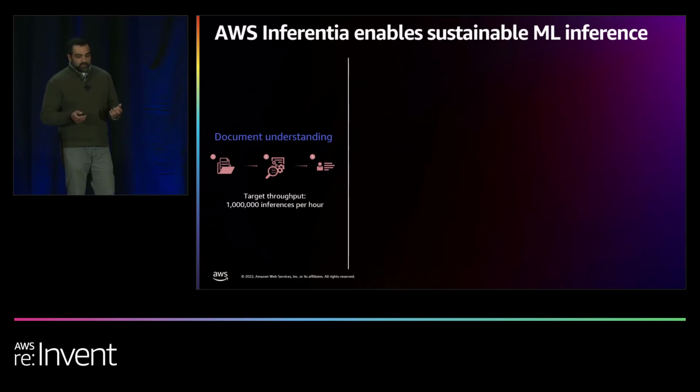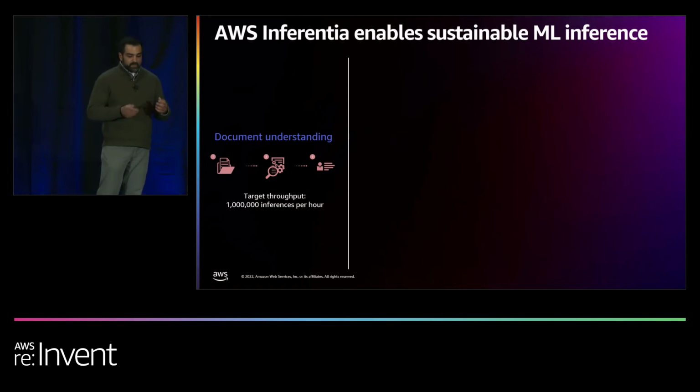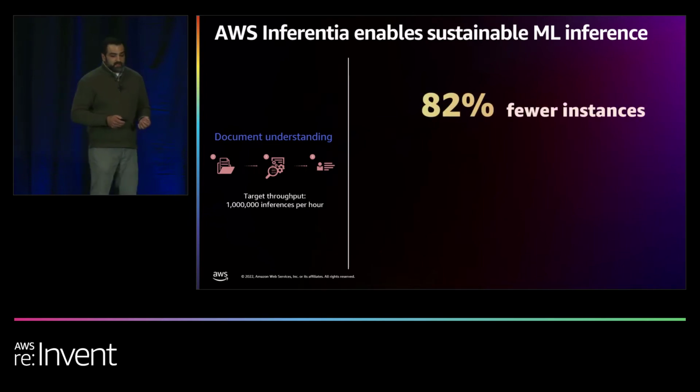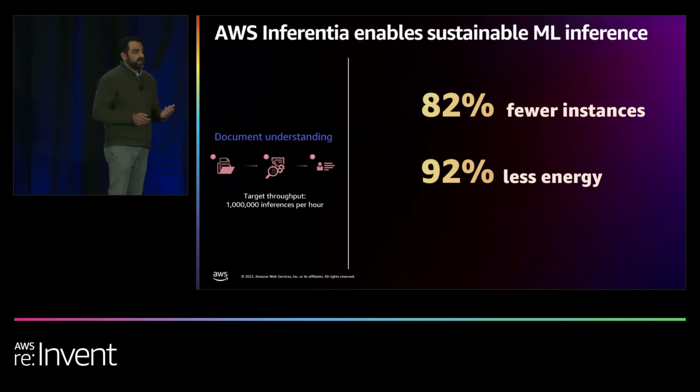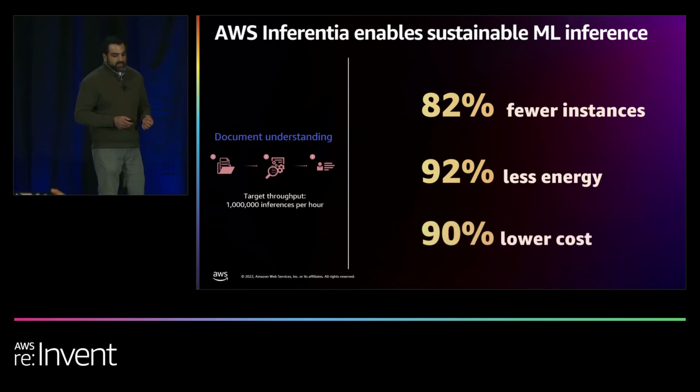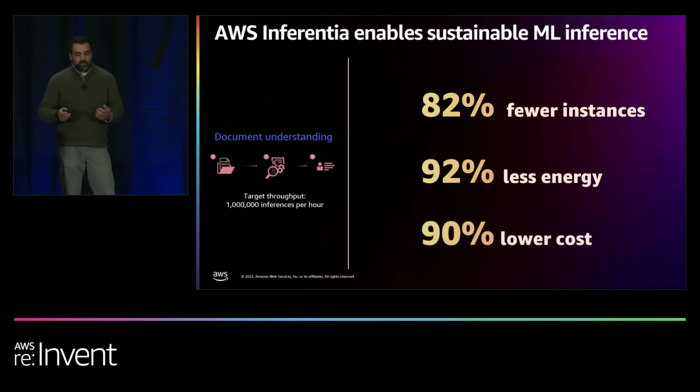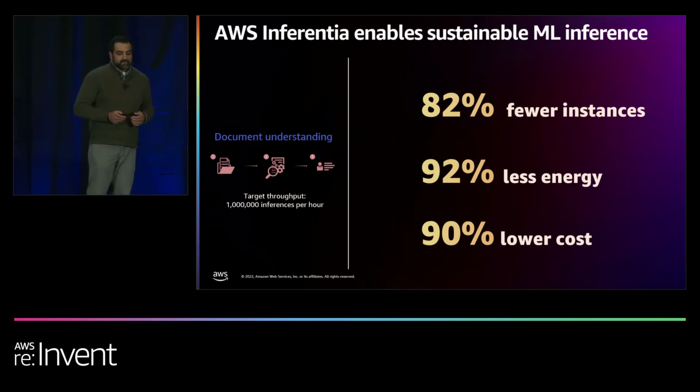So in summary here, what we see from our example of document understanding, we're able to reduce the number of instances we need by over 80%, lower our energy use by over 90%, and lower our inference cost by 90% as well. This example illustrates how Inferentia's higher performance, combined with its better performance per watt, can help ML applications be greener and more sustainable while reducing inference costs.